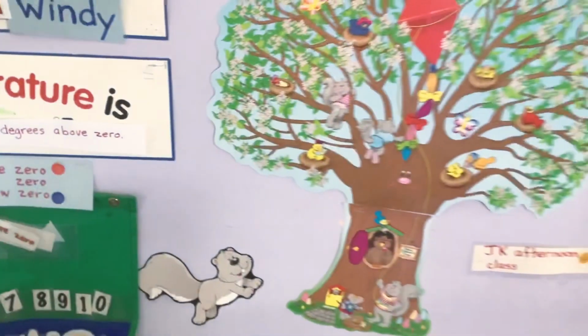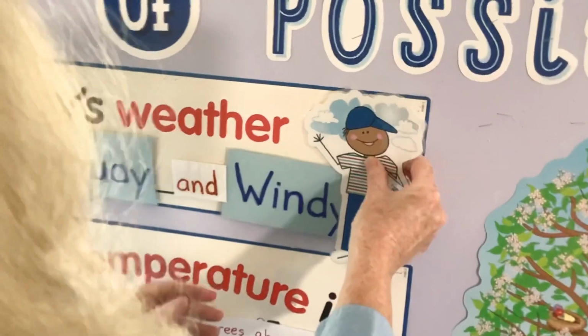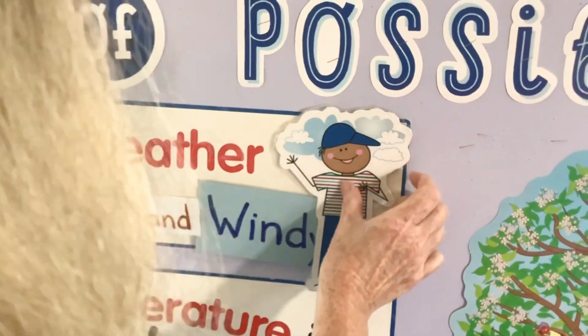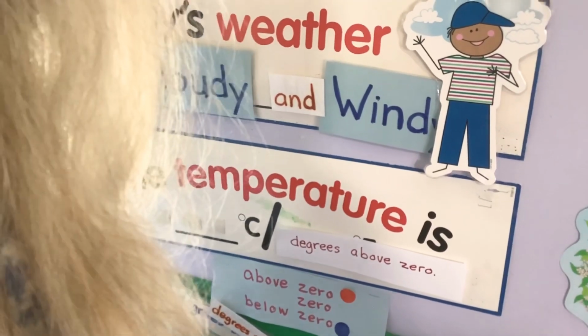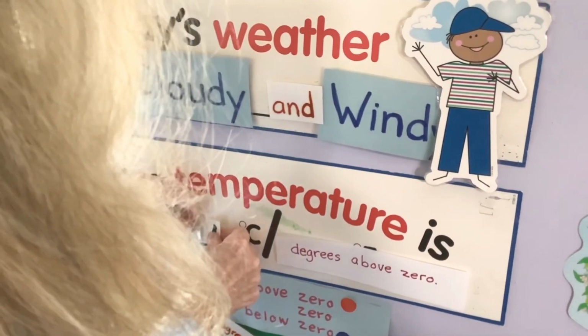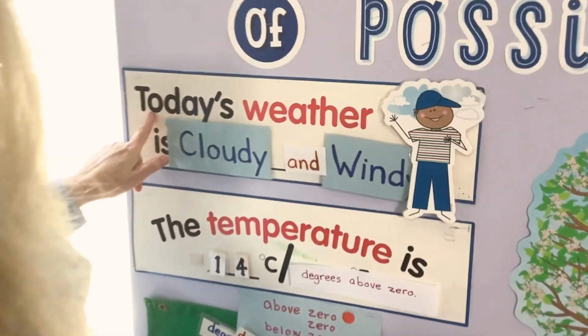Where's my cloudy picture? Oh, here's the boy. He's got a cap on his head. Whoops. Oopsie. There's our boy. And it's still staying nice out. It's 14 degrees, just like yesterday. So let's read it together.